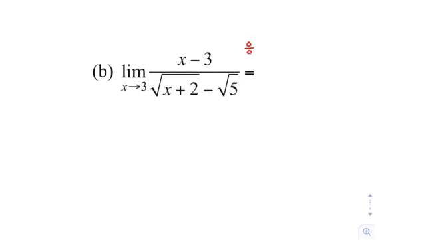Again, practice proper punctuation, if you will, notation. Bring your limit down each time until you're ready to evaluate.